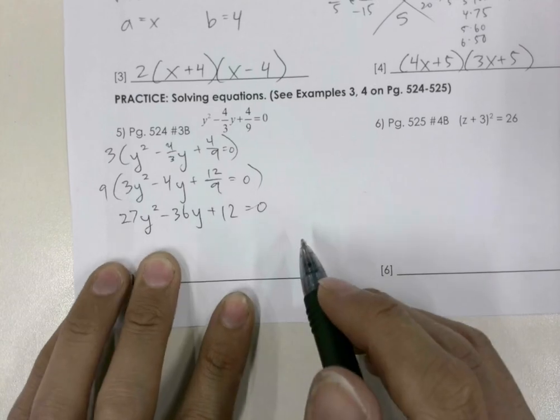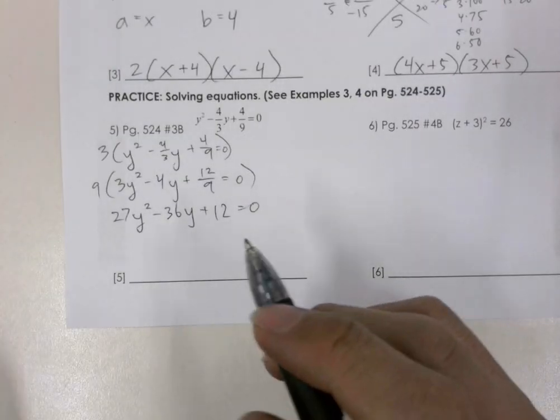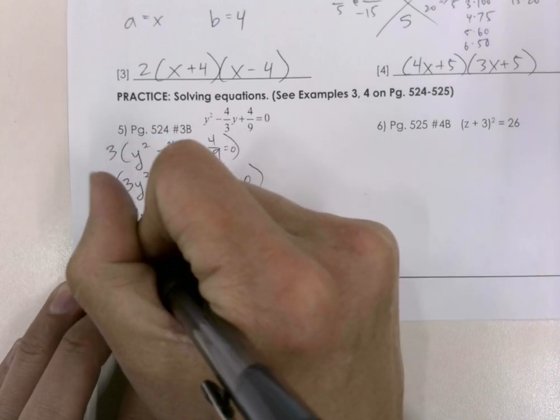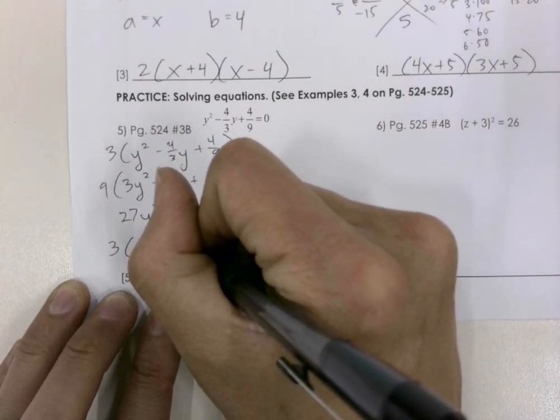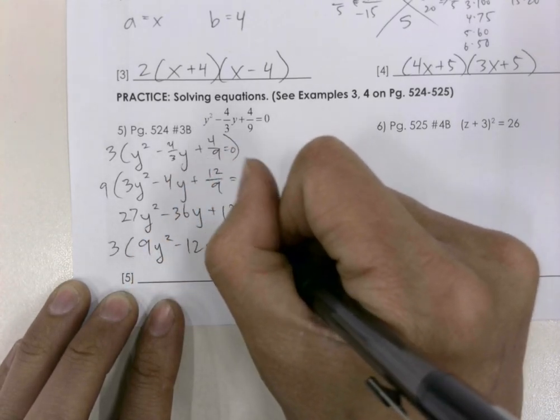Okay, so now that we got rid of all the fractions, we're going to go ahead and follow these steps, factor out the greatest common factor. So here the greatest common factor would be 3. So I'm going to factor out a 3, and I'll get 3 times 9y squared minus 12y plus 4 is equal to 0.